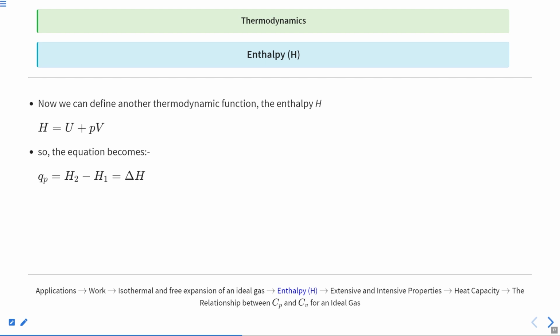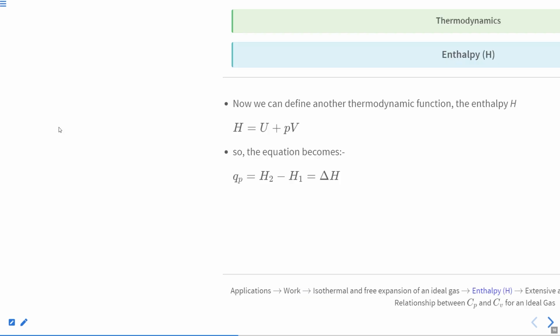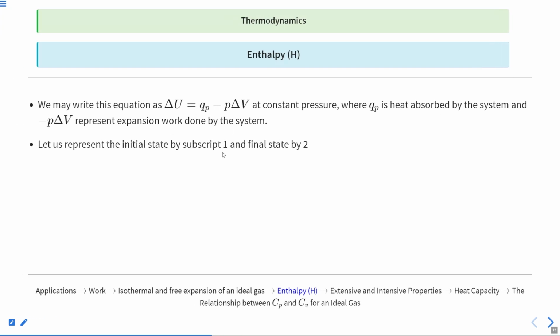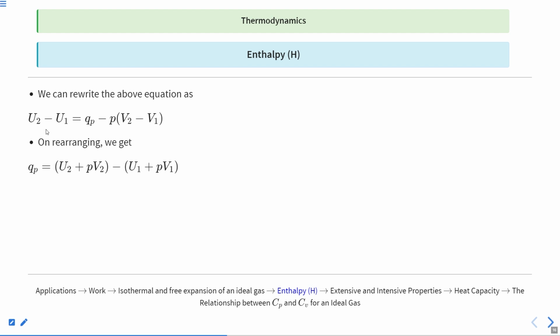I will signify the importance of this formula later on. But for now, consider these two formulas very, very important: delta U is equal to QV, that is heat change at constant volume, and delta H is equal to QP, which is heat change at constant pressure. Clear? So what we did here is we have taken two conditions, first state and second state, subscripted as 1 and 2. For both conditions we have written U, and we have rearranged it and found the value of QP.